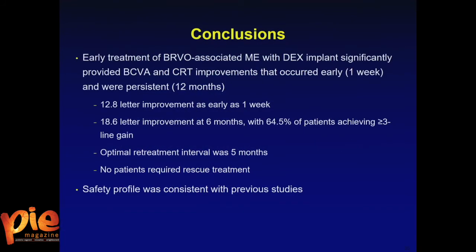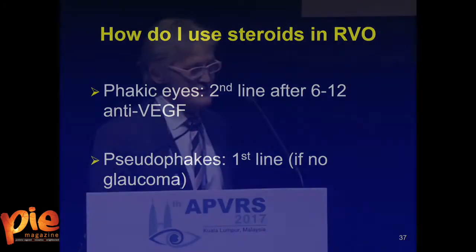So in conclusion, from this study, eyes treated with Ozurdex for BRVO had very good improvements in vision and reduction in central retinal thickness, and the safety profile was consistent with previous studies. How do I use steroids for RVO?